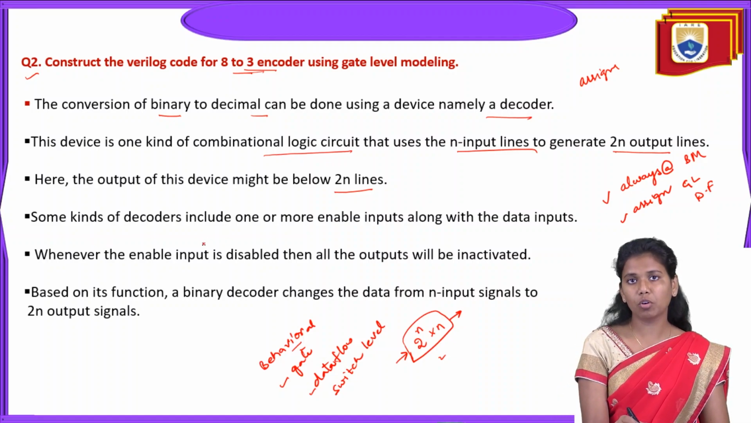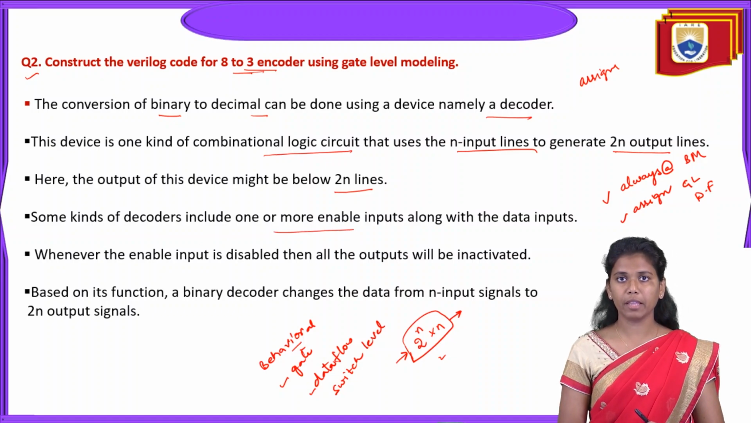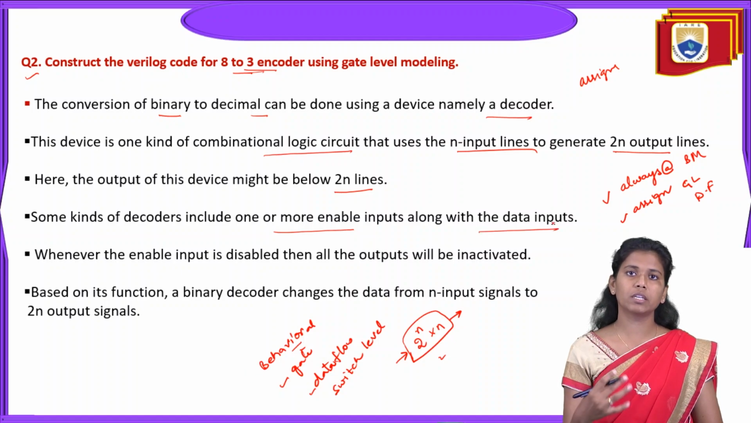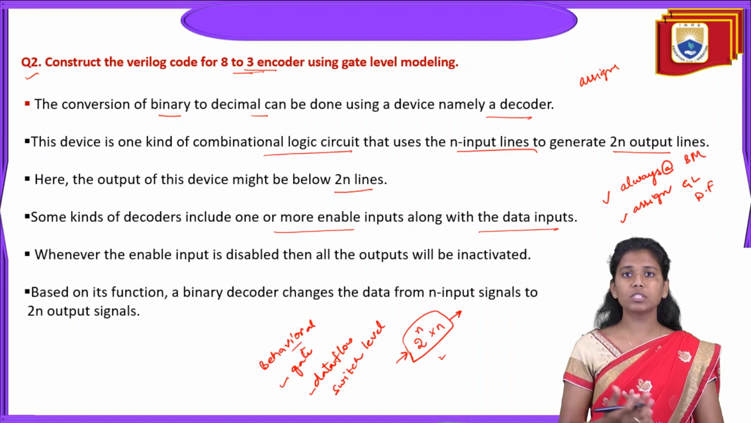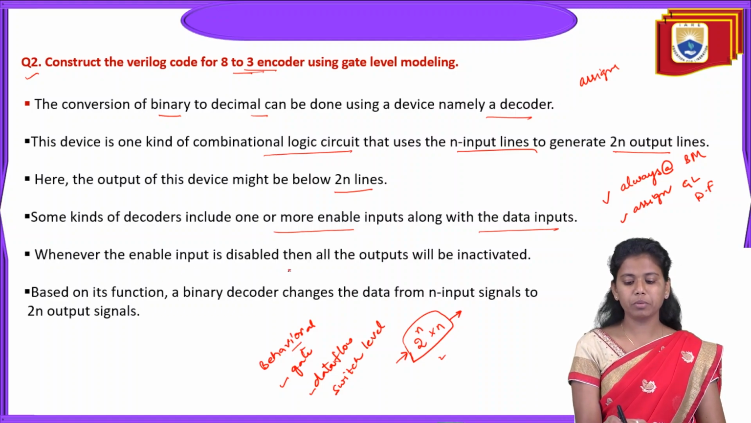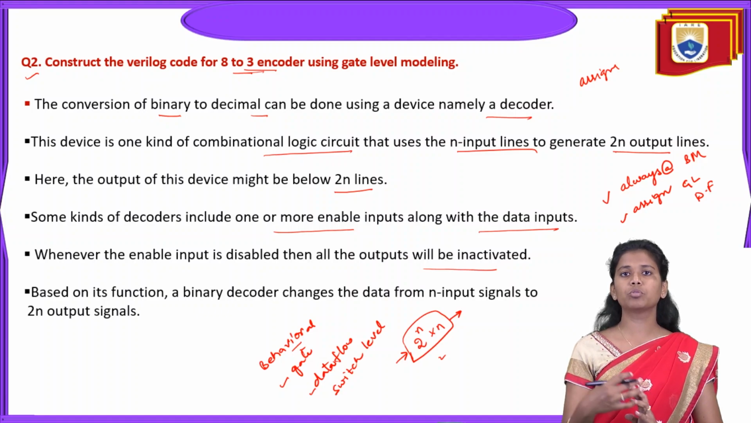And then some kinds of decoders include one or more enable inputs. We can see one or more enable inputs along with the data input. So whether it is a decoder, encoder, multiplexer or demultiplexer, there are a few separate lines we can see. They are the data lines or else selection lines as well. Whenever the enable input is disabled, all the outputs will be inactivated. So the output depends purely on the enabling bit.